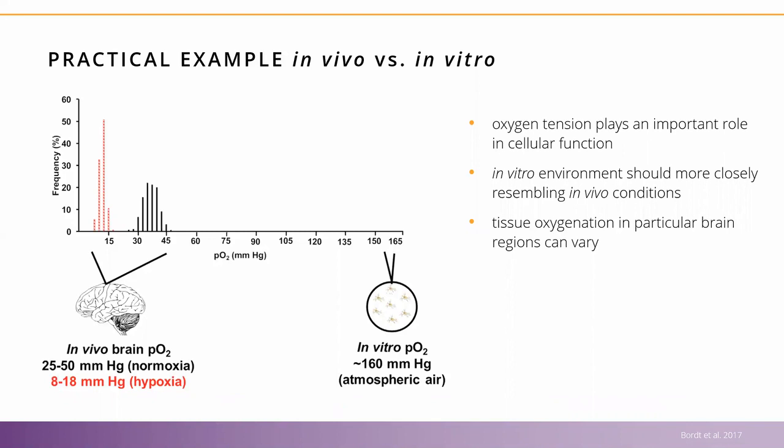where he shows that the brain here, on average, under normoxia conditions, as he's termed it here, sees between 25 to 50 millimeters of mercury, while under hypoxia, damaging conditions, it sees between 18 and 8 millimeters of mercury. Again, same point, we're doing research for brain cells in an incubator at 160 millimeters of mercury. And as you know, hyperoxia is also a state and can be damaging.